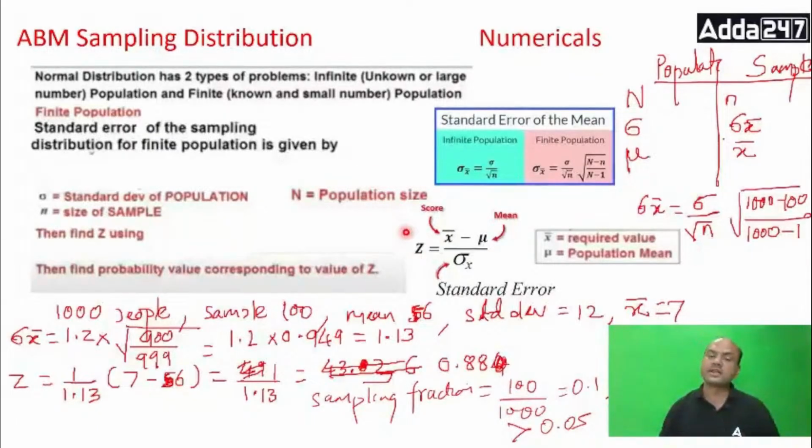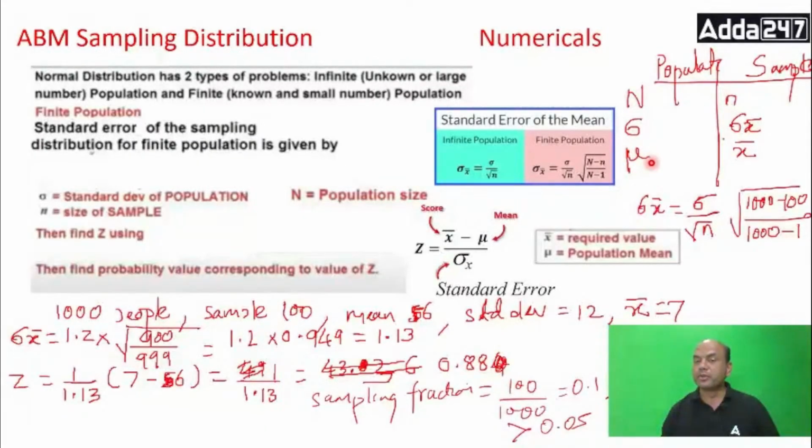How to find out Z? The formula for Z is (X bar minus mu) upon sigma X bar, the standard error. In any statistic, you have these important parts: capital N is the population, small n is the sample. Standard deviation is for the population, standard error is for the sample.